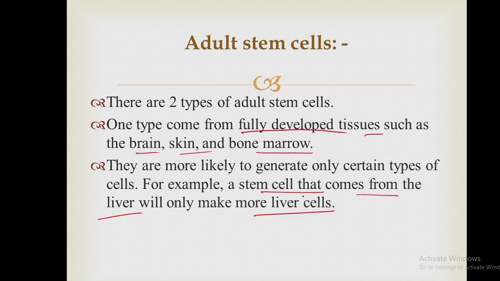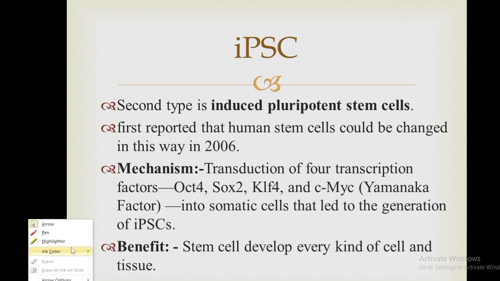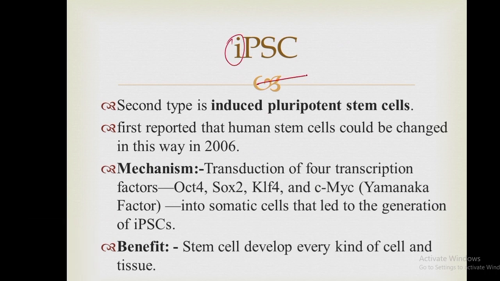And the second type which we are going to discuss is a very important type, and it is very important also, like iPSC. What is iPSC? iPSC stands for induced pluripotent stem cells. That means these are the normal cells that are converted into pluripotent stem cells.